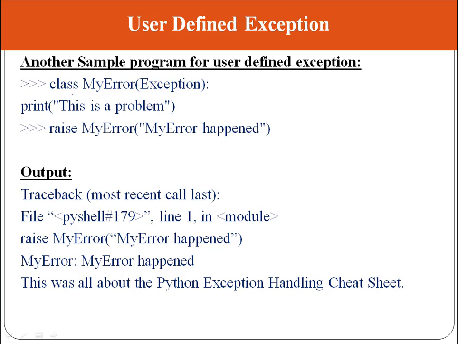Another example: this is MyError derived from Exception. This is what you want to print, then you are raising it. So it is just raising that error and displaying that MyError happened, so it will be displayed onto the screen.